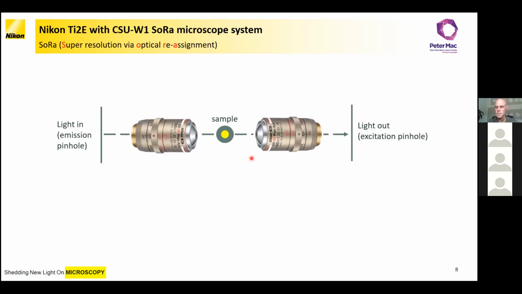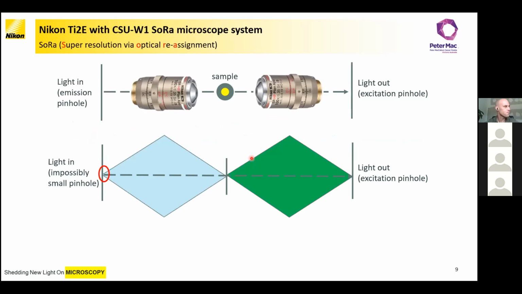Just for simplicity, I've tried to do this. I hope it works. In the perfect case, the light comes in through an infinitesimally small pinhole. If it's exceptionally small, there can be very little spread of light through the sample, and the light out at the emission pinhole is pretty much everything that was taken in at the excitation pinhole. So this is the perfect scenario.